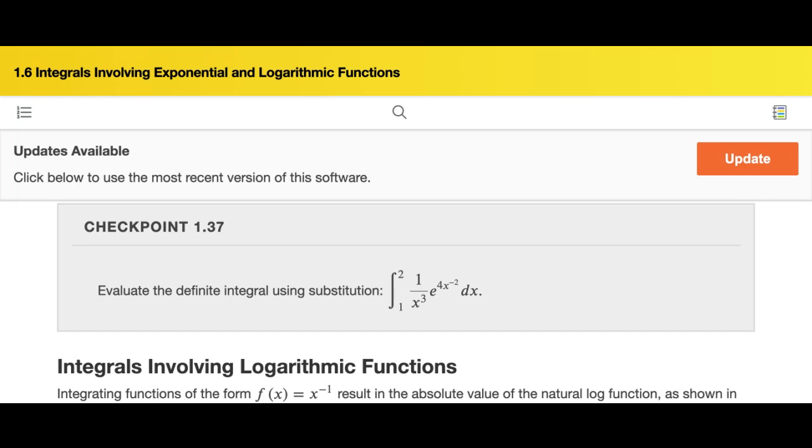Interesting. Okay, I got it. Show me your answers. Let me see. Maybe I made a mistake. So u of 2 is 1, right? And the u of 1 is 4. Okay, got it right.